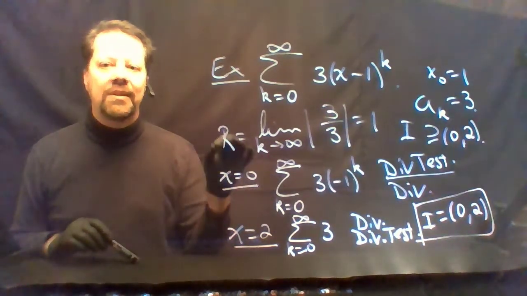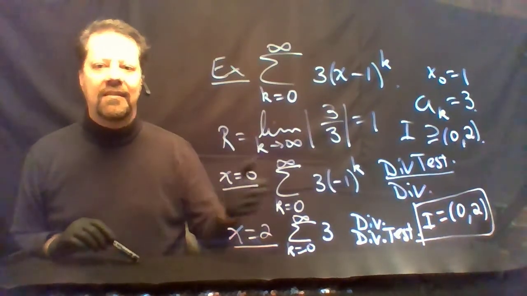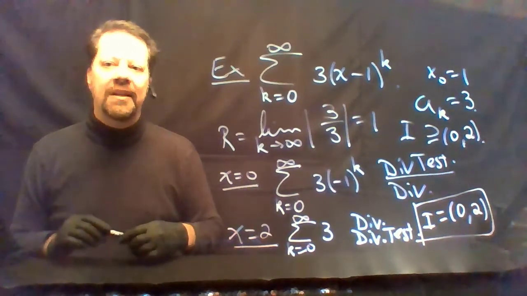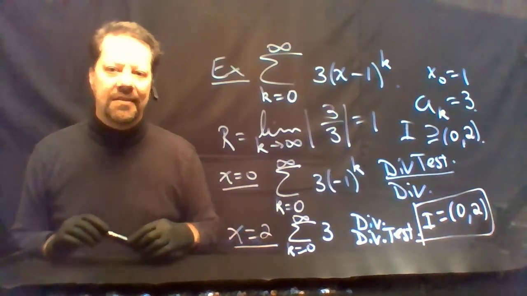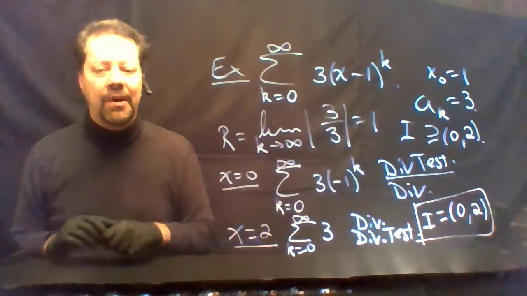Power series will converge everywhere on the interval of convergence, but that interval may or may not include one or more of the endpoints. It could include both.